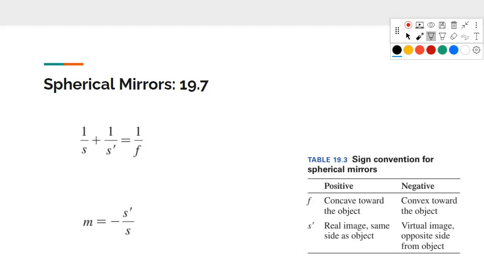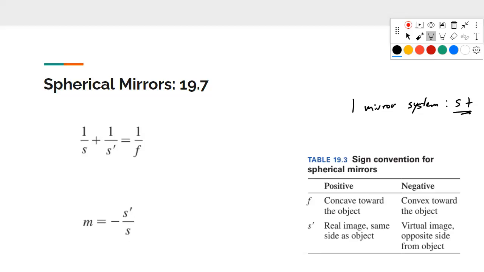And so we just have to be careful, just like last time, to get the plus and minus signs right. So, for a one mirror system, s will always be positive.